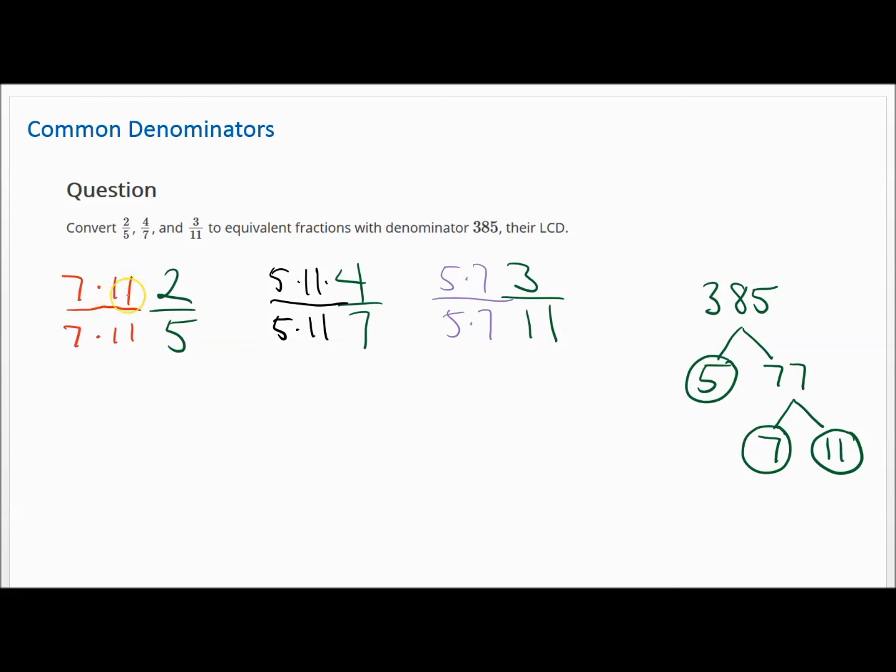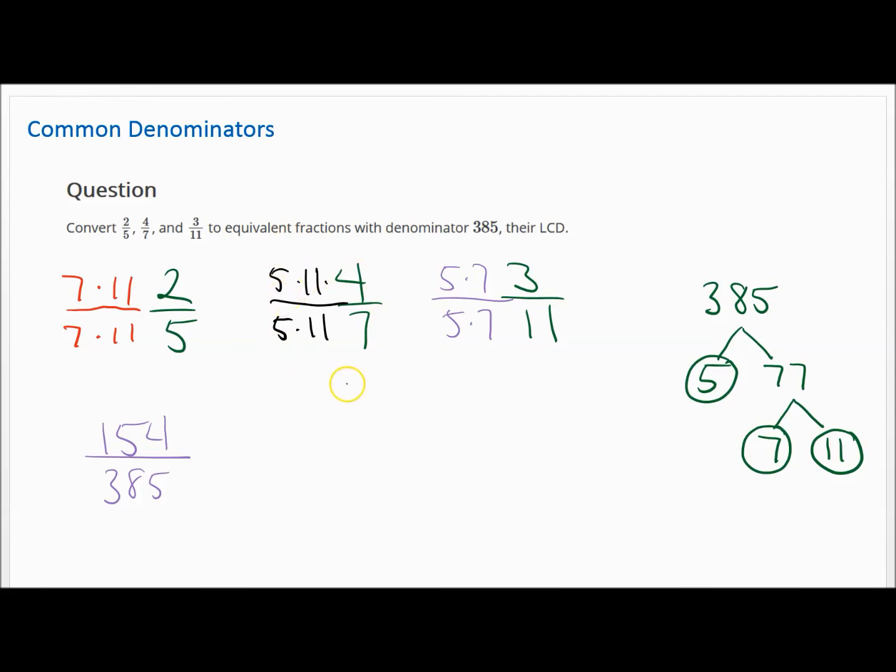So 7 times 11 is 77, times 2. And feel free to use your calculator. 77 times 2 gives us 154. So that would give me 154. Now, we know 7 times 11 times 5 is 385. We already know that because there it is, 5 times 7 times 11, just in a different order.